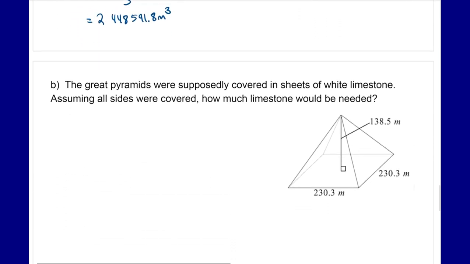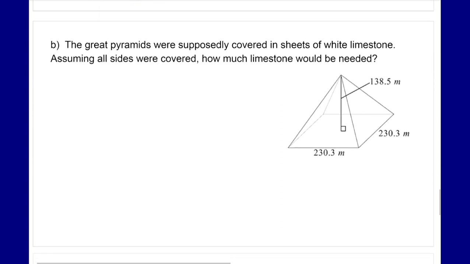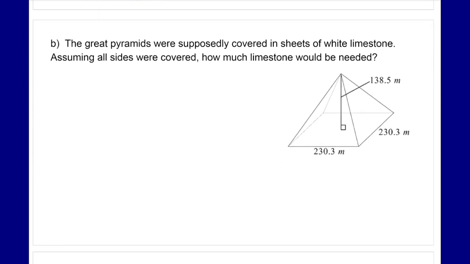Now for the next part, the Great Pyramids were supposedly covered in sheets of white limestone. Assuming all sides were covered, how much limestone would be needed? So if I look at this, I have 4 triangles that are all the same. I'm going to make the assumption that they did not put limestone on the base, because that is where they placed the stones. They didn't put anything underneath it. It was just sand or whatever is underneath the pyramids. So it's just the 4 outside faces that I'm worried about.